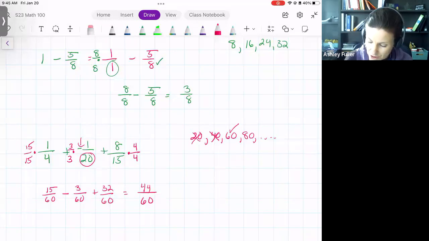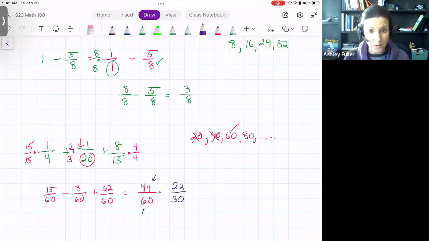I can now reduce that. Notice they're both divisible by 2. So I get 22 over 30. They're both, again, divisible by 2. So that gives me 11 over 15.